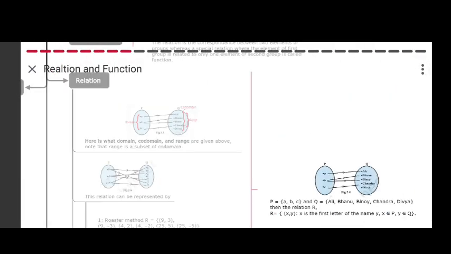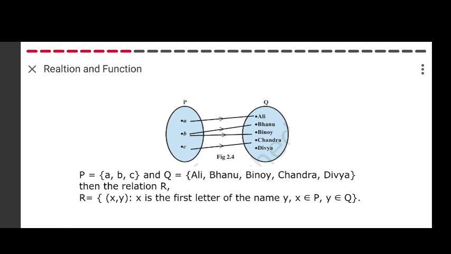Relation. P = {a, b, c} and Q = {Ali, Bhanu, Binoy, Chandra, Divya}, then the relation R = {(x, y): x is the first letter of the name y, x ∈ P, y ∈ Q}.